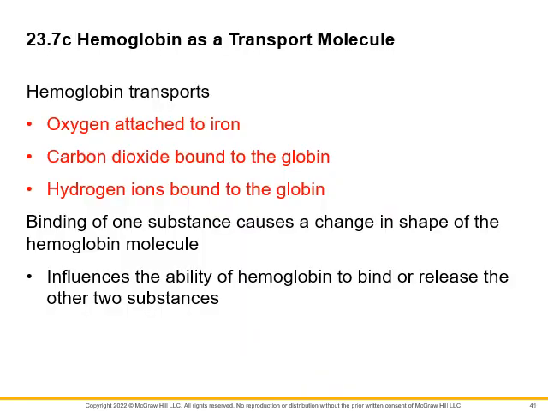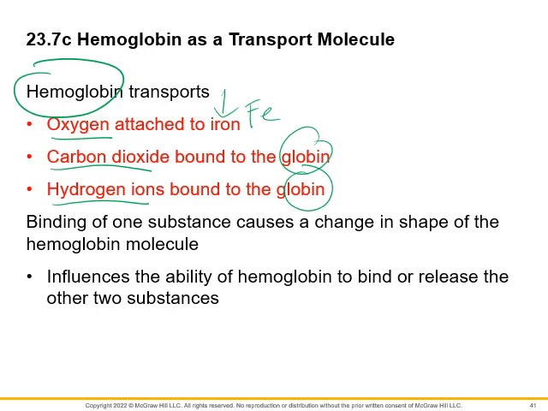Just to kind of recap, hemoglobin can transport oxygen, carbon dioxide, or hydrogen ions. So if it's the oxygen, it's attached directly to that iron group. If it's carbon dioxide or hydrogen ions, they're actually attached to the protein. And they want you to see that the attachment of one can affect the attachment of others.